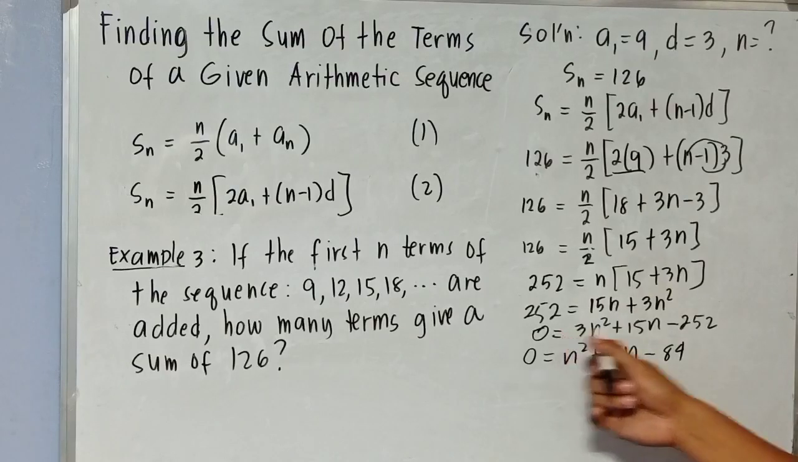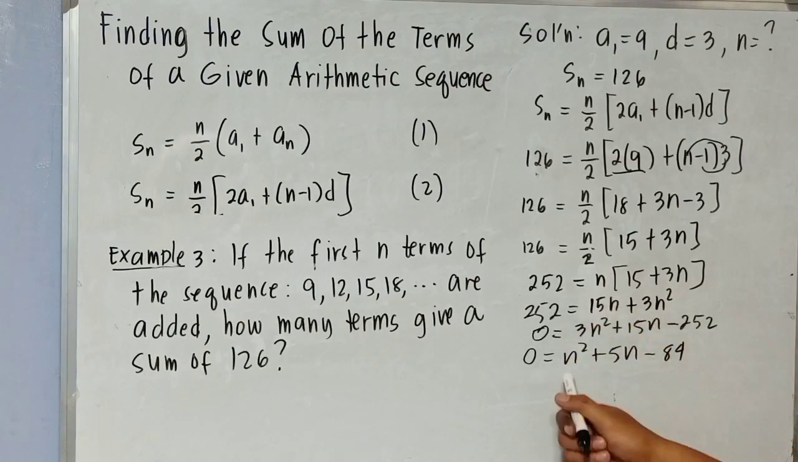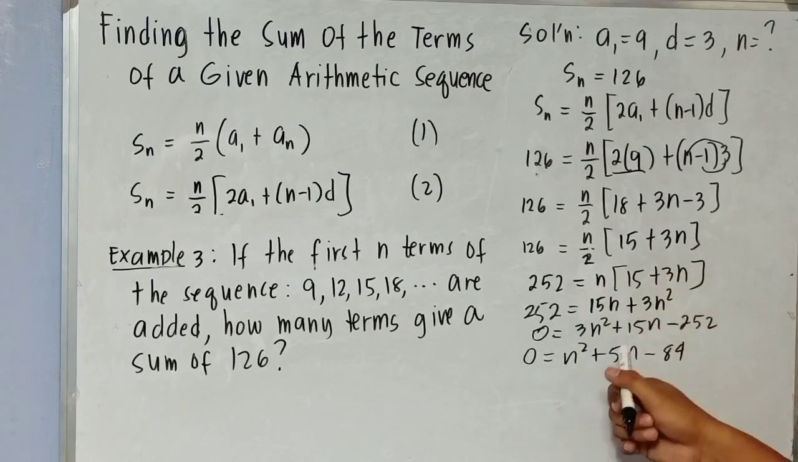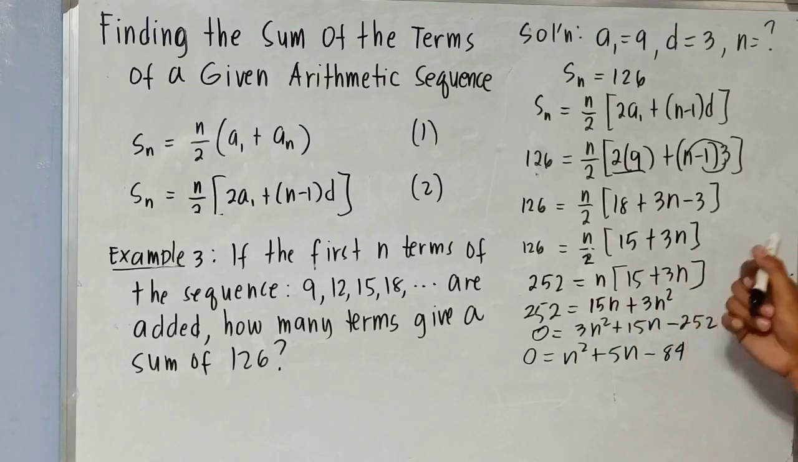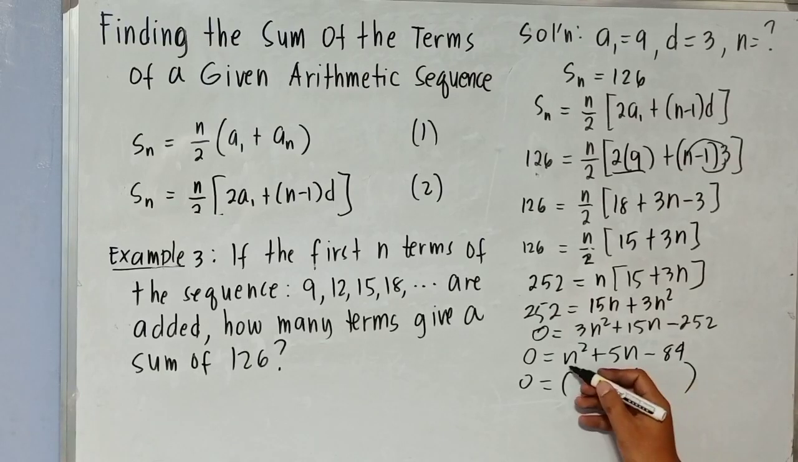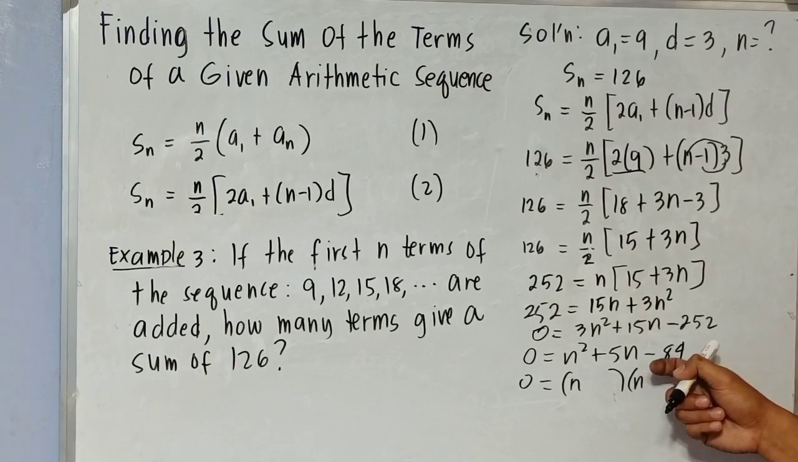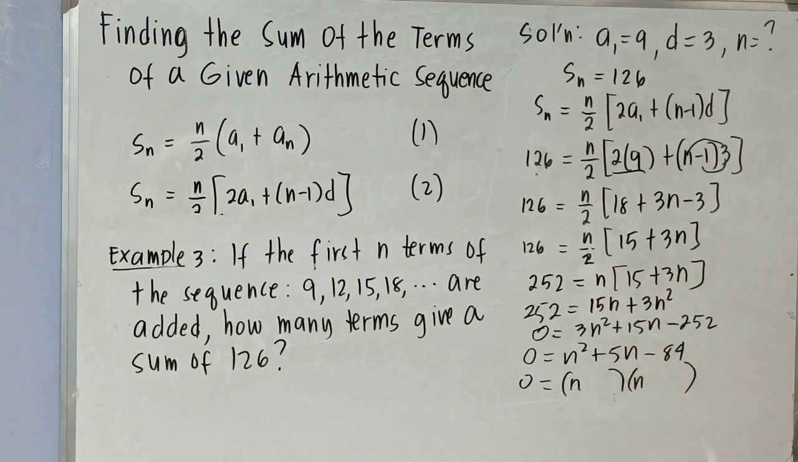Okay? The common factor is 3. So 3 divided by 3, that's 1. 15 divided by 3, that's 5. Negative 252 divided by 3 is negative 84. Then we are going to factor this quadratic equation here. The factors of n squared are n times n. The factors of negative 84 whose sum is 5.